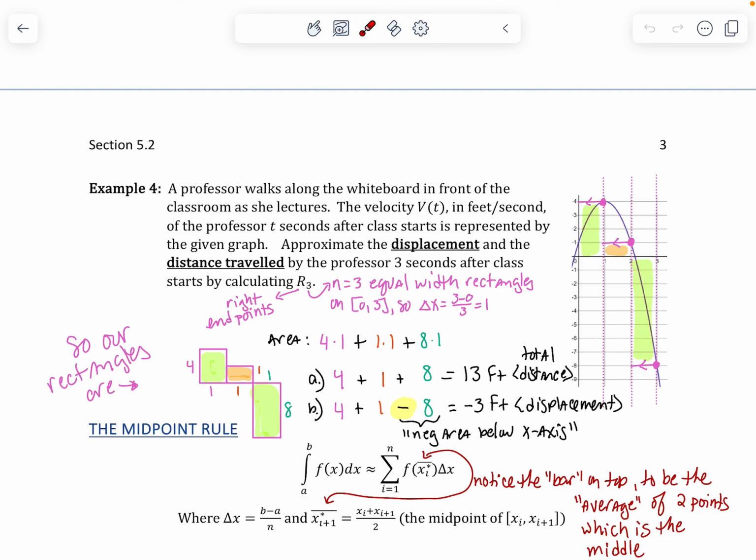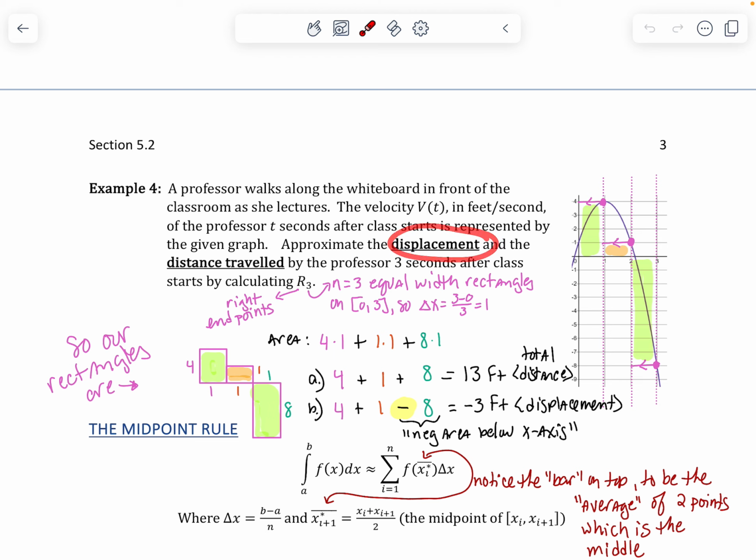Section 5.2, page 3. So remember, we're dealing with the definite integral. Example 4 reads, a professor walks along the whiteboard in front of the classroom as she lectures. The velocity, v of t, in feet per second of the professor t seconds after class has started is represented by the graph given. You can see it off to our right.